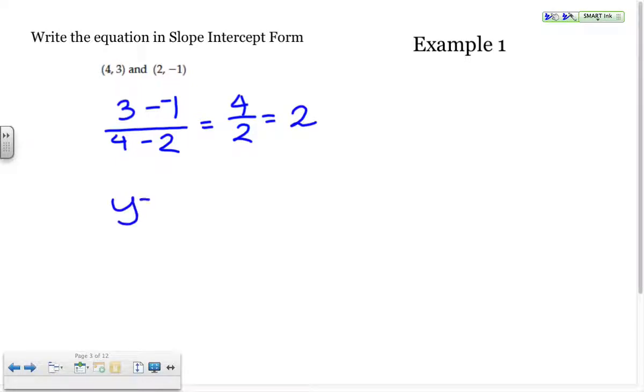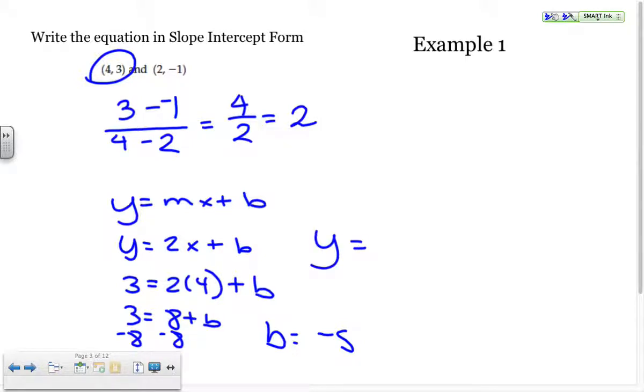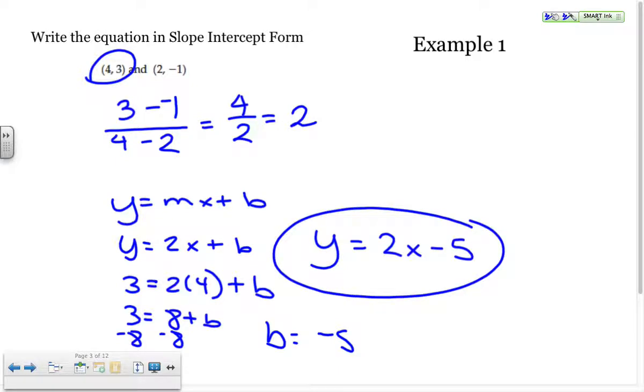Now I have this equation y equals mx plus b. What I need is an m and a b. I have found the m. To find the b, I pick a point, any point, it does not matter as long as it is on the line. I'm going to use this one. I'm going to plug it in for x and y. 3 equals 2 times 4 plus b. 3 equals 8 plus b. Subtract 8 from both sides, and b equals -5. So now I'm going to say y equals 2x, my slope, and my y-intercept is -5. There is my equation in slope-intercept form. Again, this should all be review.